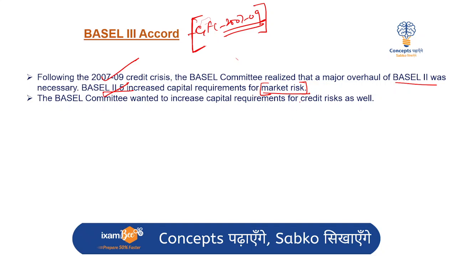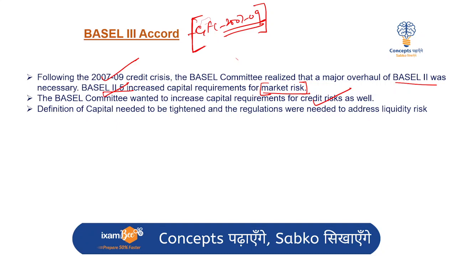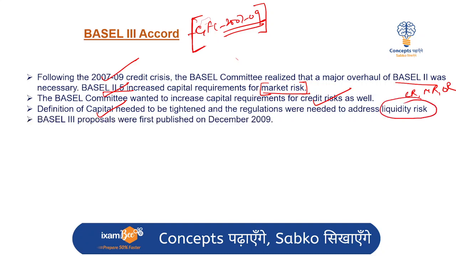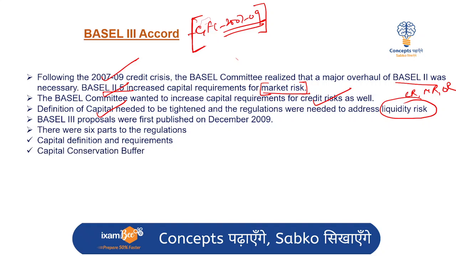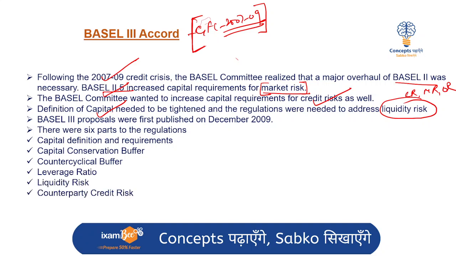And also the Basel Committee wanted to increase the capital requirement for credit risk, not only for market risk. And even the definition of capital was amended, and also liquidity risk. Apart from credit risk, market risk and operational risk, one more risk was highlighted, that was liquidity risk, in the Basel 3 norms. Basel 3 proposals were first published in December 2009, and there were 6 parts to the regulations: capital definition and requirements, capital conservation buffer, counter-cyclical buffer, leverage ratio, liquidity risk and counterparty credit risk. So Basel 3 had 6 dimensions.